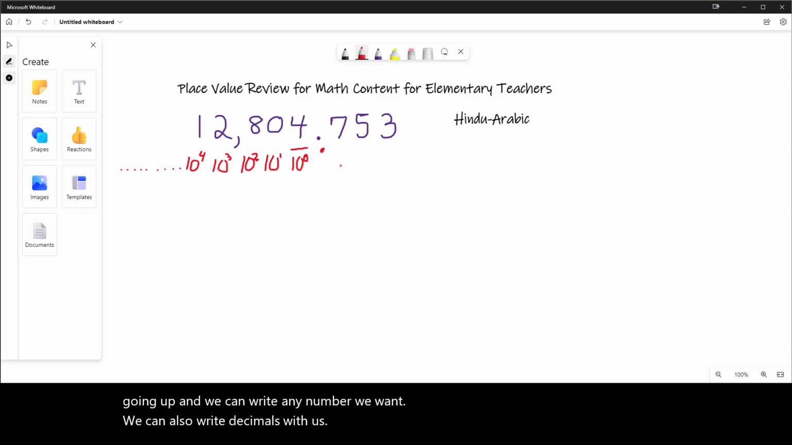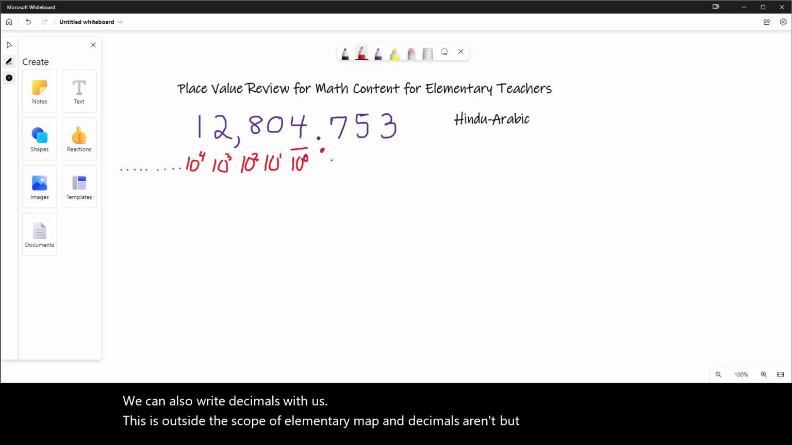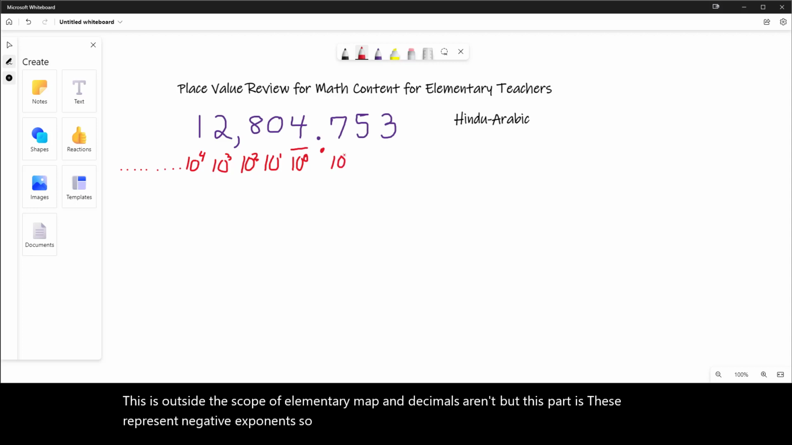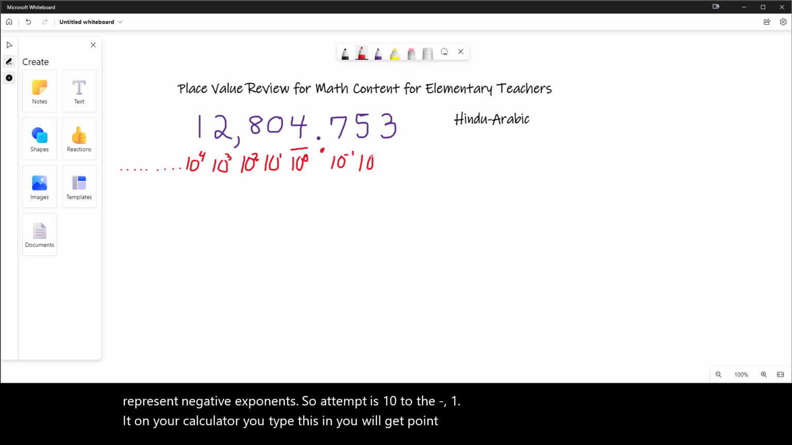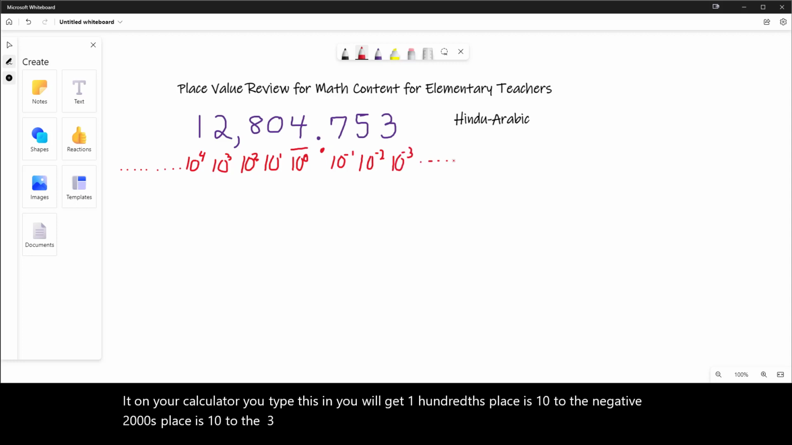This is outside the scope of elementary math. Decimals aren't, but this part is. These represent negative exponents. So a tenth is 10 to the negative 1. If on your calculator you type this in, you will get 0.1. Hundredths place is 10 to the negative 2. Thousandths place is 10 to the negative 3. And this goes on forever in this direction as well.